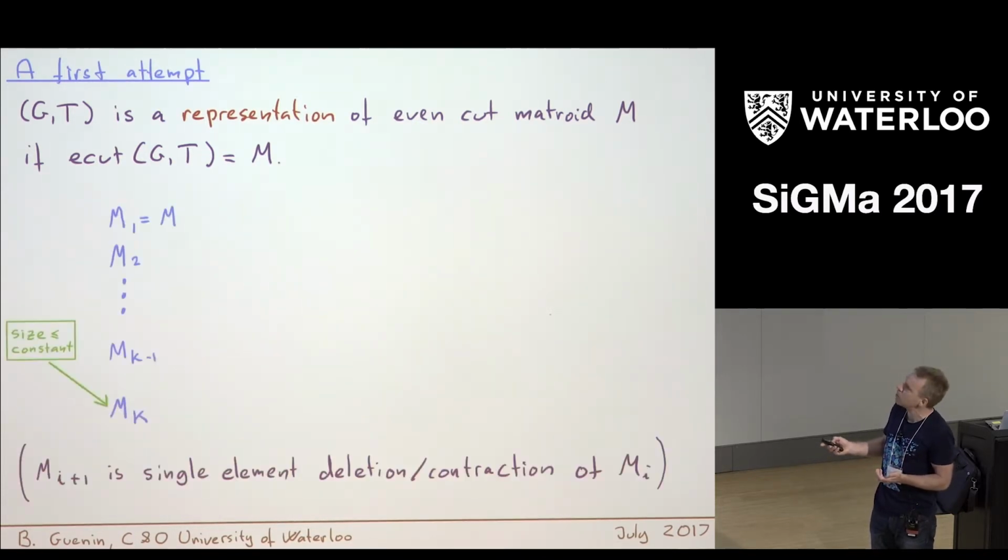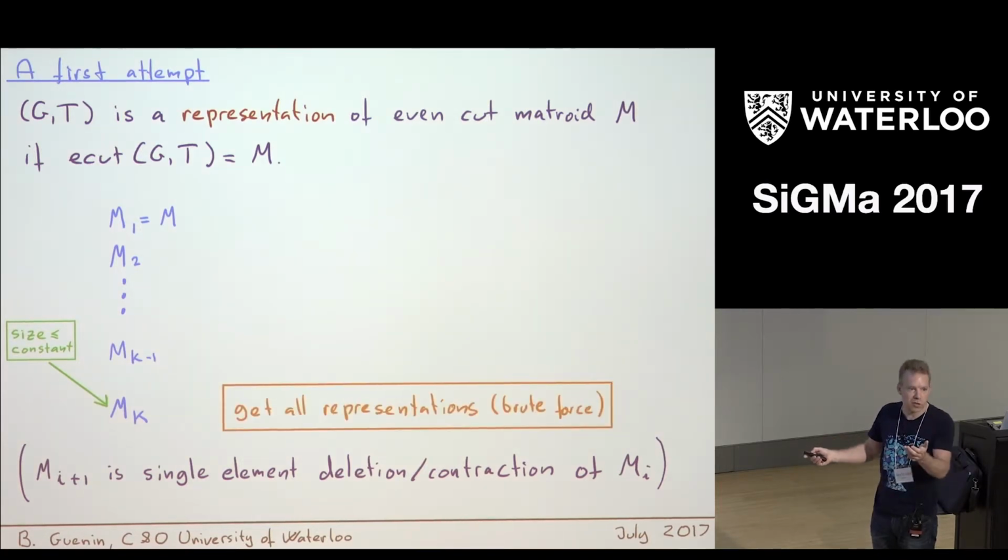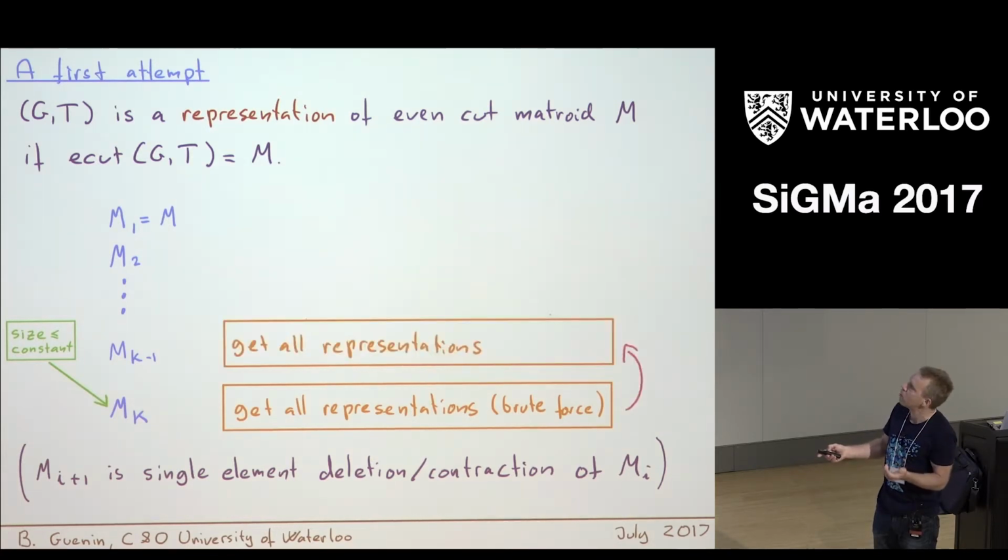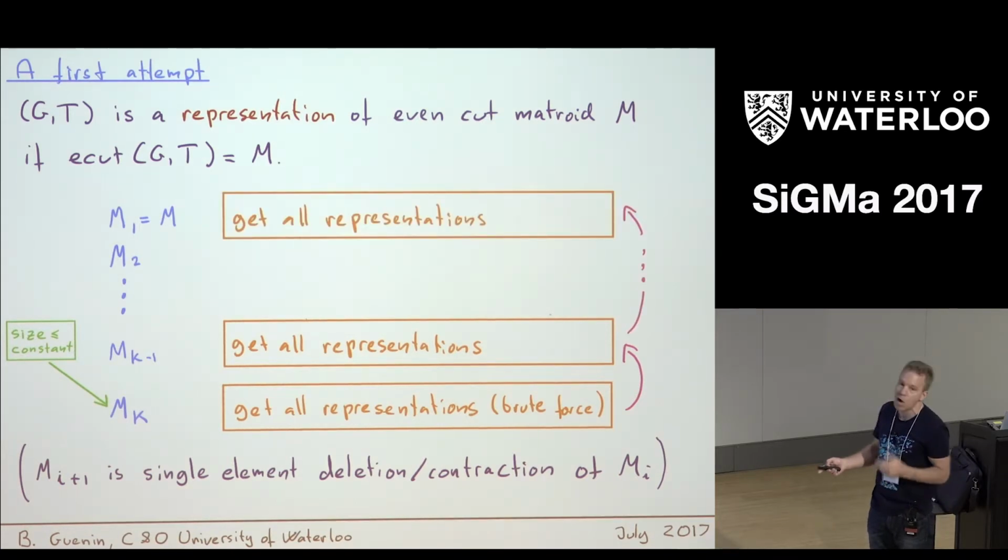And I start off with my matroid M, and I delete one element, contract one element, until I get down to something which has constant size. Maybe I want to keep them connected along the way, right? And then, well, this has constant size, so I can get all the representations. So all the graphs where the even cuts give me my matroid there, right? And then I go from M_k to M_{k-1} by deleting or contracting. So I can try to get the representation of M_{k-1} from the representation of M_k. That's not difficult. And you keep on doing that until you get all the representations of M.